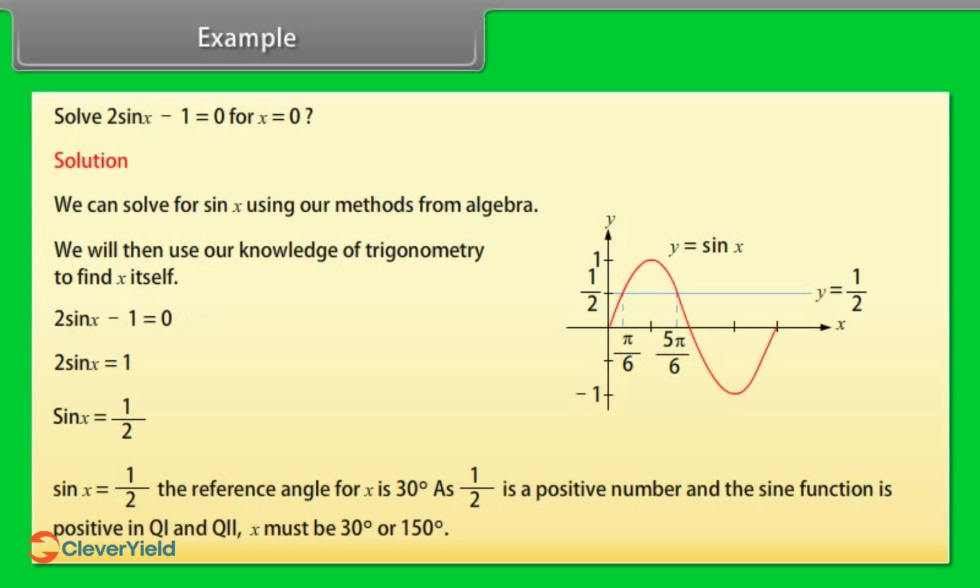The reference angle for x is 30 degrees, as 1 by 2 is a positive number and the sine function is positive in quadrant 1 and quadrant 2. So x must be 30 or 150 degrees.